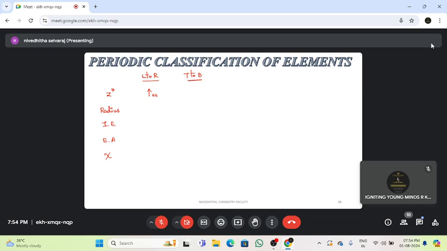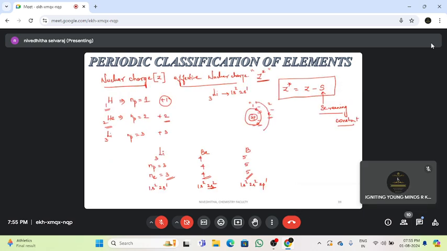Okay. As we move down the group, as we move from top to bottom in a periodic table, what will happen to the effective nuclear charge? As we move down the group, effective nuclear charge will decrease, ma'am. Very good, decreases. How?